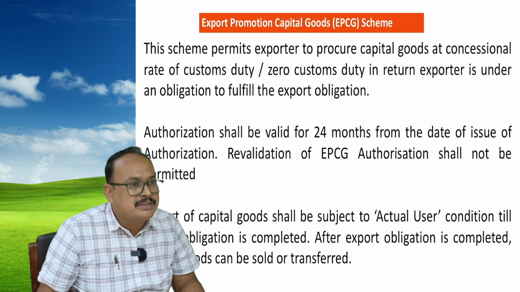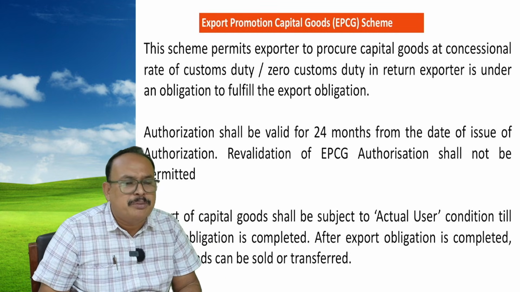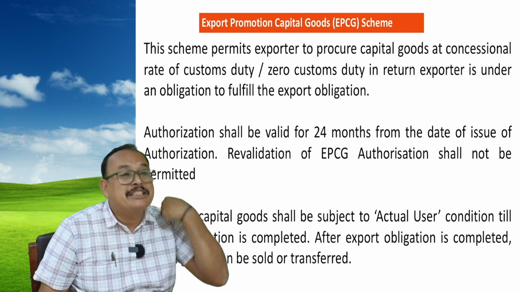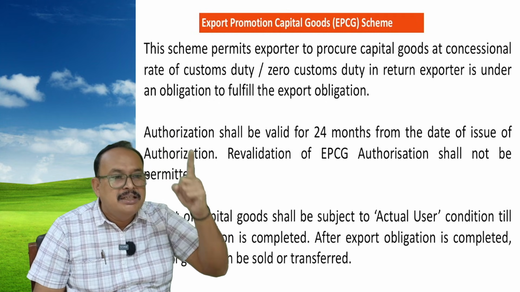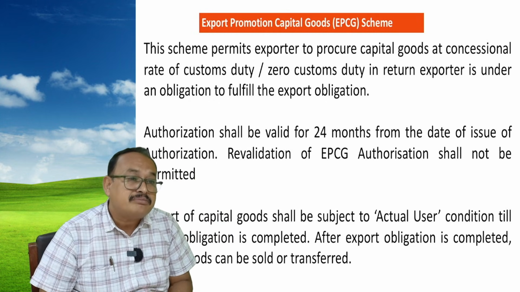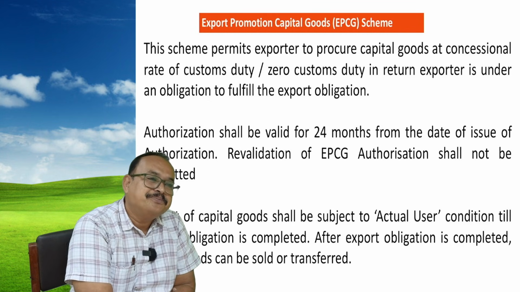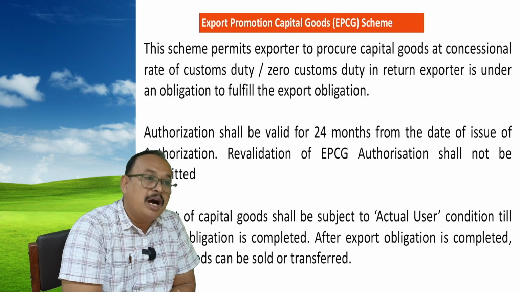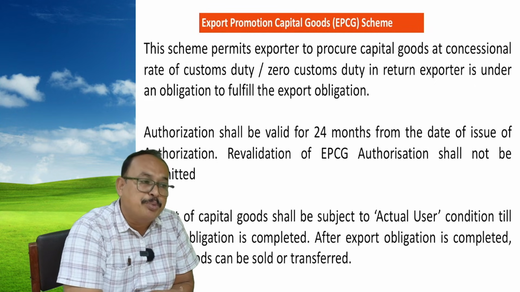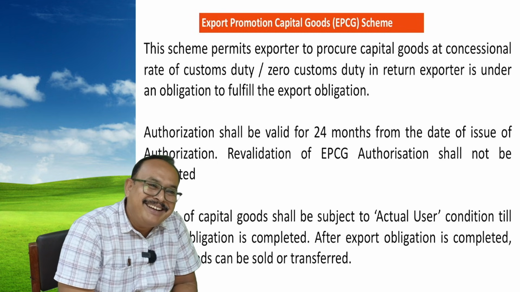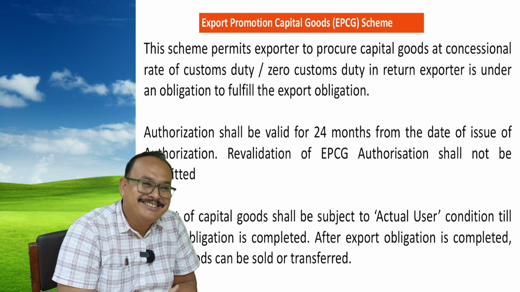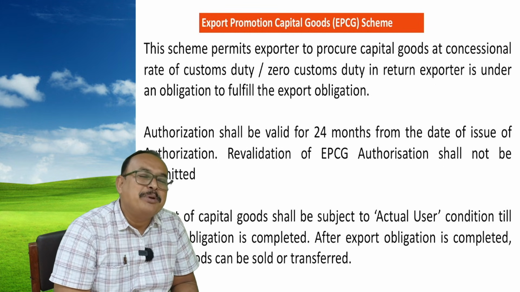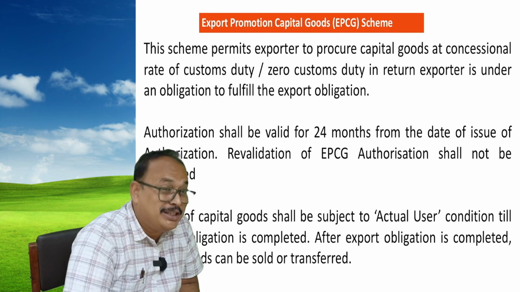Permission is granted, 24 months to import. Import within 24 months from the date of authorization. I should use the capital goods to manufacture the finished goods and export them within a period of 6 years from the date of authorization. Meaning thereby, for the first 2 years out of 6 years I have to import. The balance 4 years is there to manufacture and export. That is the meaning of it. But the capital goods I imported have an actual user condition.